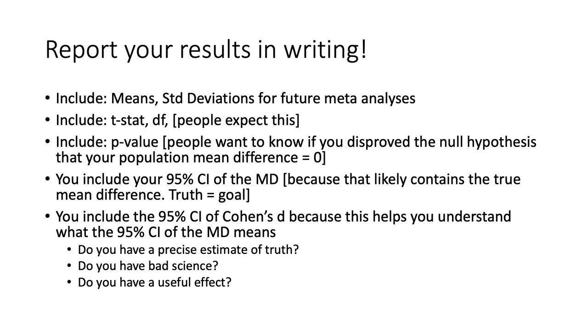We then include the 95% confidence interval of the Cohen's d because this is the only way we can really understand our 95% confidence interval of the mean difference. Do you have a precise estimate of truth? Do you have bad science? Do you have a useful effect? All these questions can be answered by converting to the 95% confidence interval of Cohen's d. So we definitely want that.